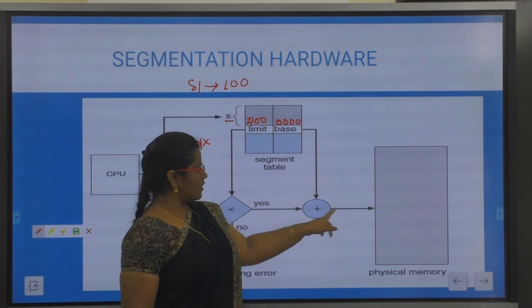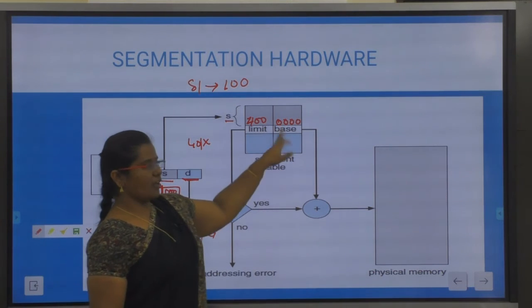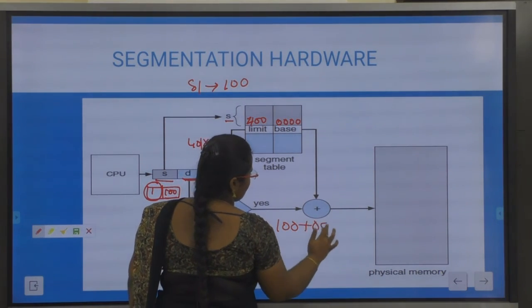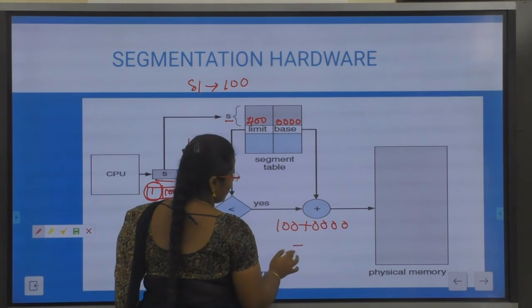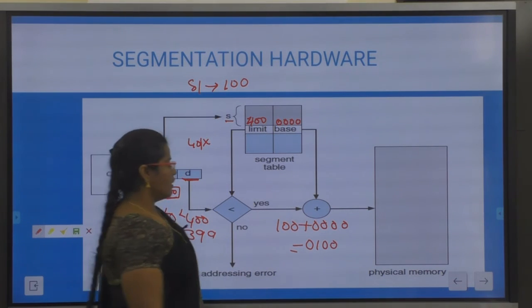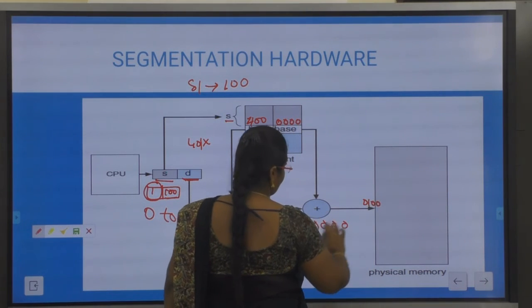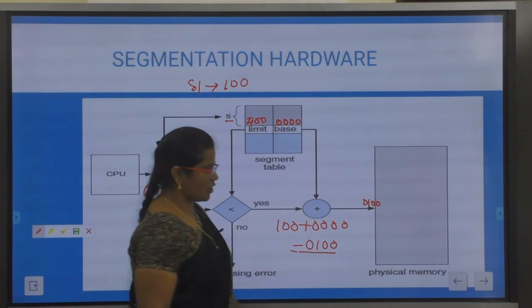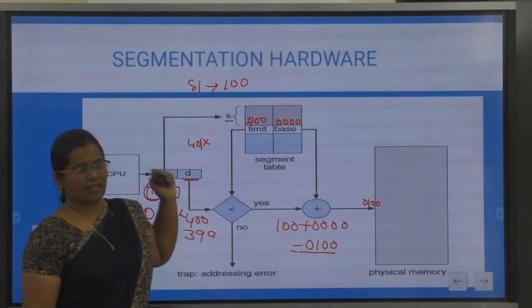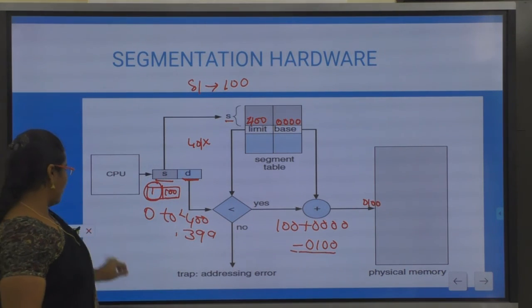In order to find the address, you will go with the base address. You will add 100 to your base address. So 100 plus the starting base address gives 0100 as my physical address. Wherever the location 0100 is present in this physical address, that particular instruction will be brought to the CPU for execution. Okay, so that is about the segmentation hardware.